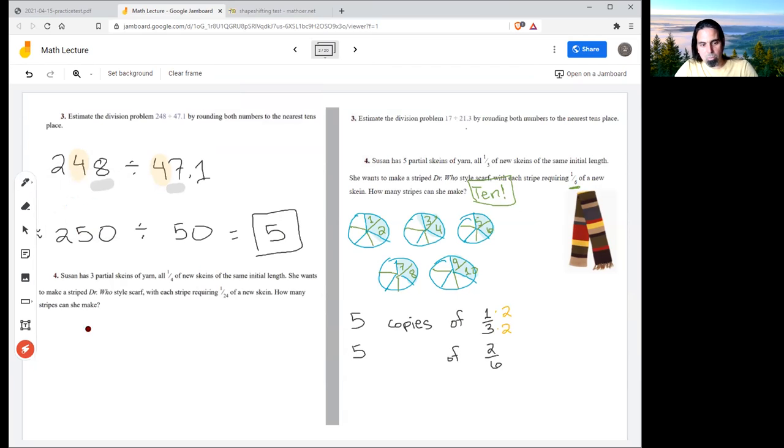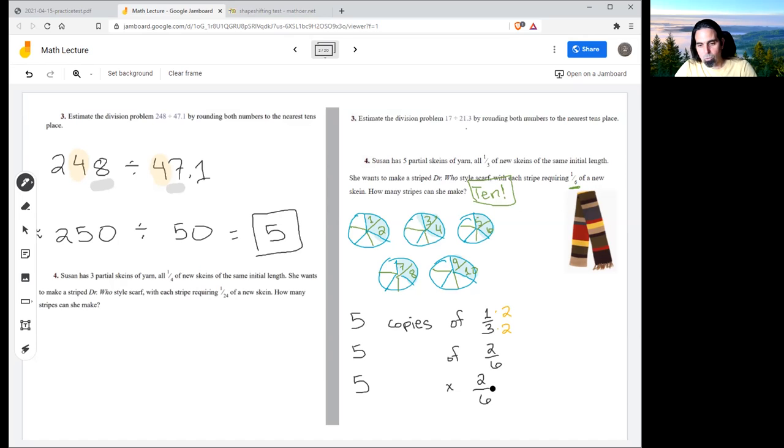And you can see that in the picture. Here's 2/6, 2/6, 5 times we have 2/6. When we have a word problem with "of", that turns into multiply. So it's 5 times 2/6.